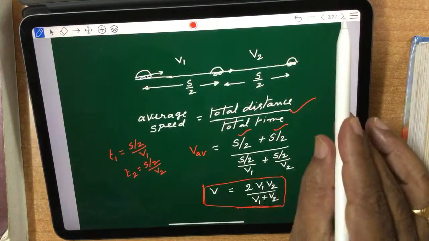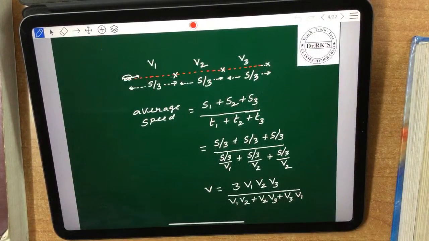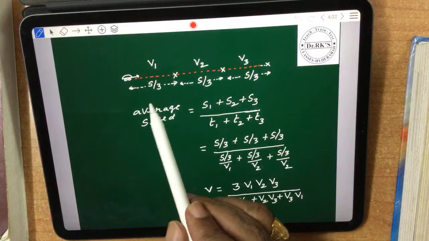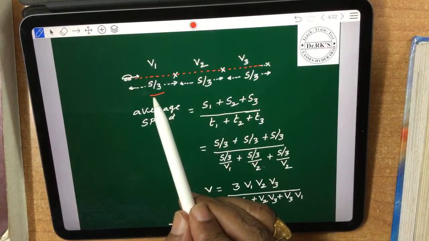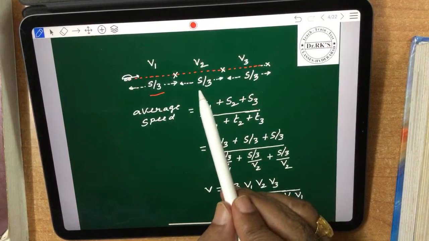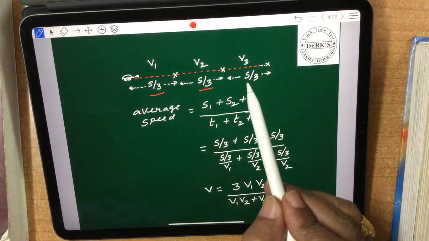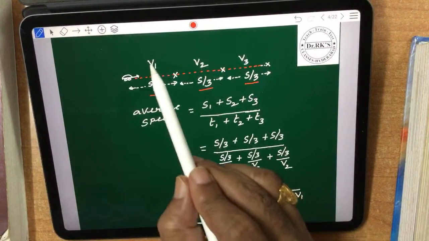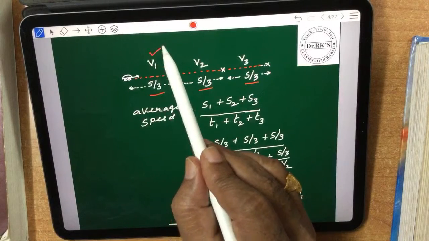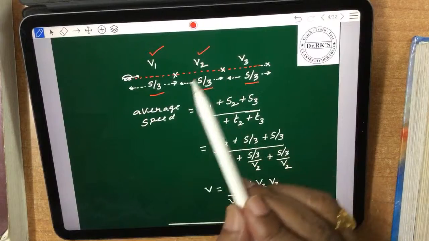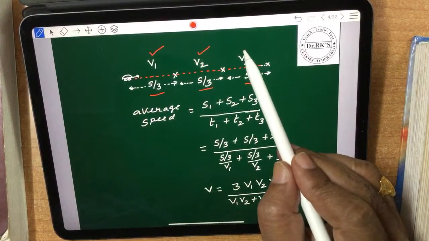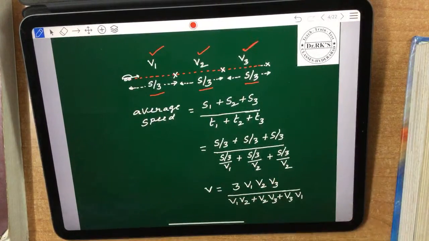Look at the same model question, but the total journey divided into three parts. S by 3, S by 3, S by 3. The first S by 3 moves with velocity v1, the second S by 3 moves with velocity v2, and the third S by 3 moves with velocity v3.